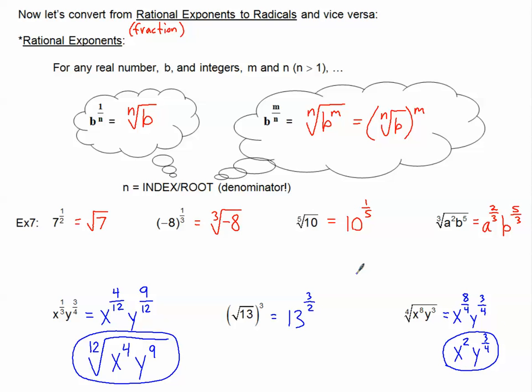So this is a new skill. You've just now learned it. It's going to take some practice, but I need you to be able to go from radical form into rational exponent form and vice versa, rational exponent form back into radical form. So we'll have to practice this some more.